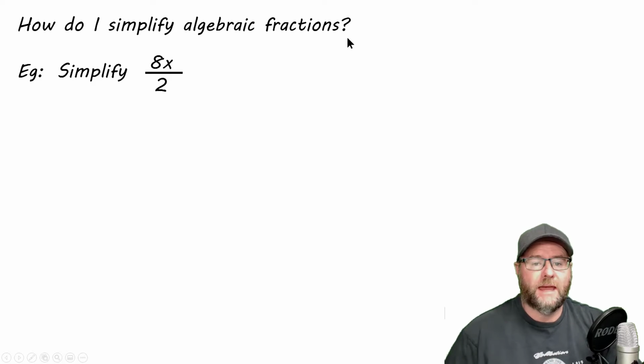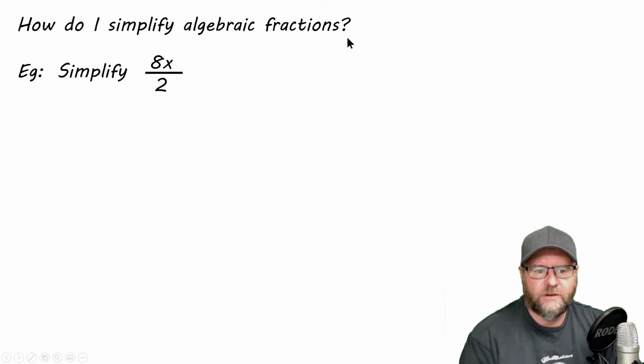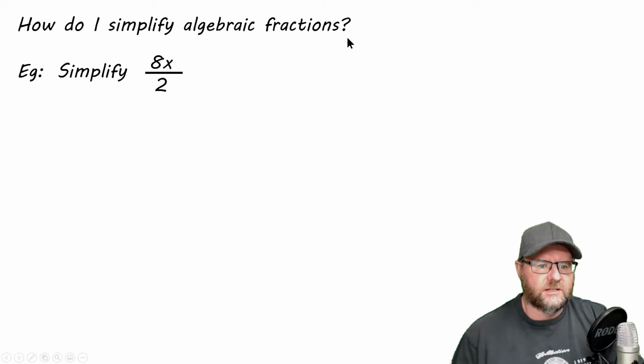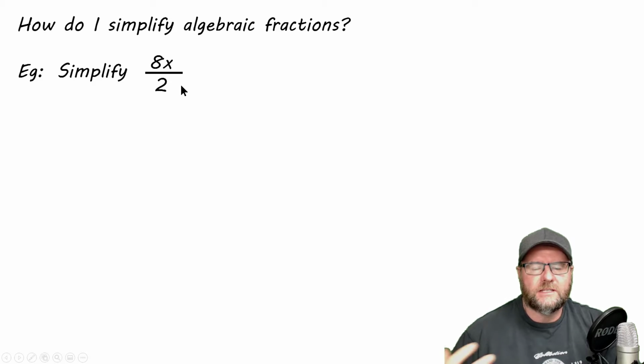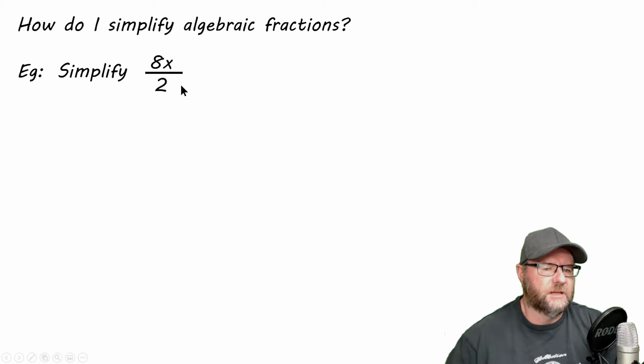Hey, today we're going to talk about how we simplify algebraic fractions. Now, all an algebraic fraction is, is just a fraction that's got some algebra in it. Might have some letters, some pronumerals. So there's nothing fancy. You know about fractions. In fact, here's one. Simplify 8x over 2. So often you've got an algebraic fraction, but you can break it down to something a bit simpler. Let's go through the process.